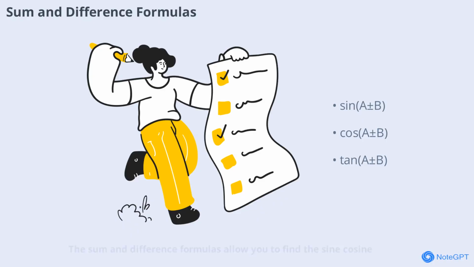The sum and difference formulas allow you to find the sine, cosine, or tangent of the sum or difference of two angles. These formulas are especially useful in advanced trigonometry and calculus, helping you break down complex problems into simpler parts.